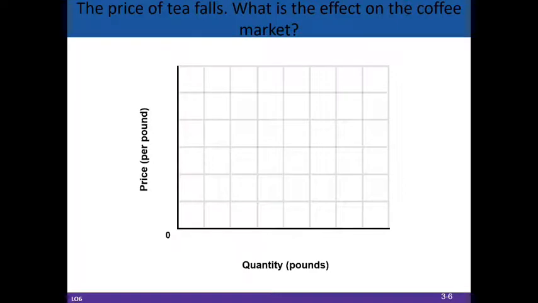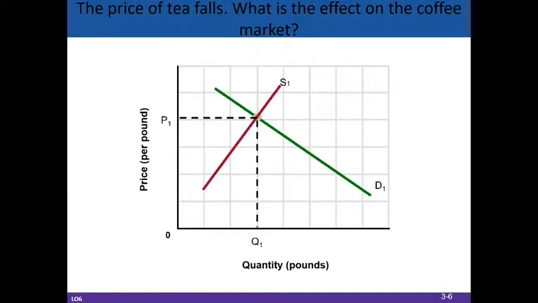In our next case, the price of tea falls. What is the effect on the coffee market? This market is the coffee market, but what's changing is the price of tea. And we know that tea and coffee are substitutes. Let's first start with the initial equilibrium in the coffee market. The price of coffee is P1 and Q1 quantity is bought and sold in the market.